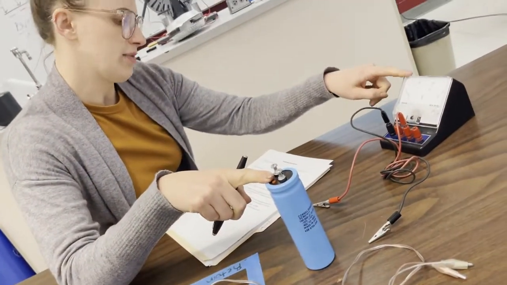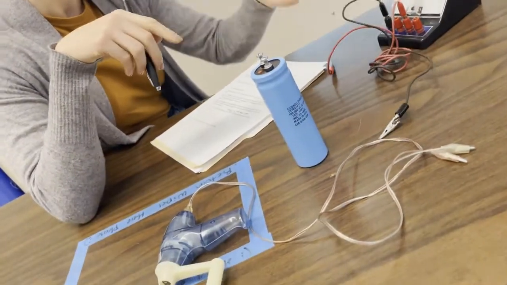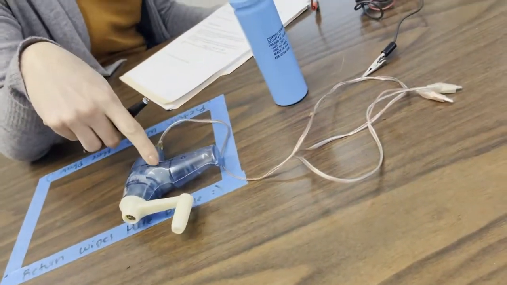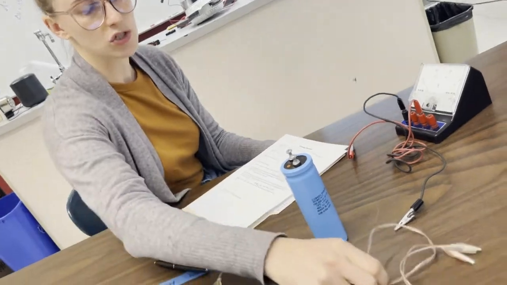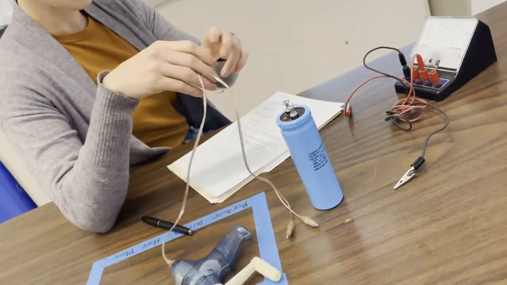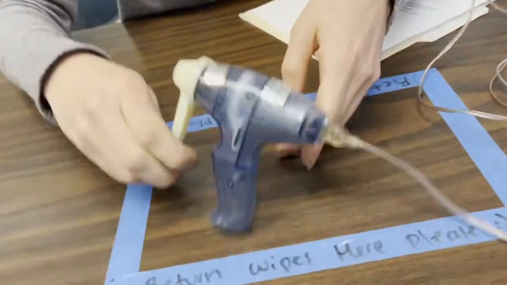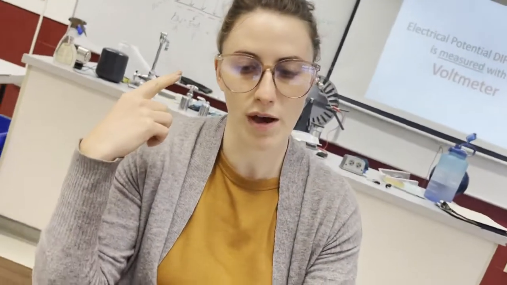It says materials. We've got our capacitor, our voltmeter, and the leads right here, and we have our electron pump and our electron pump leads. Let's talk about this. This is our pump, just like the Wimshurst machine.